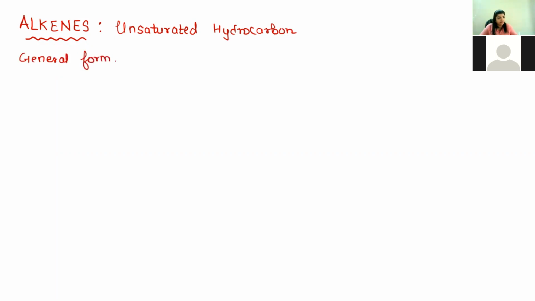Okay, so the second part of hydrocarbons is alkenes. Now alkenes are unsaturated hydrocarbons with the general formula CnH2n, where n is the number of carbon atoms. The first member of alkene is not methane, but it is ethene. The first member of alkene is ethene.